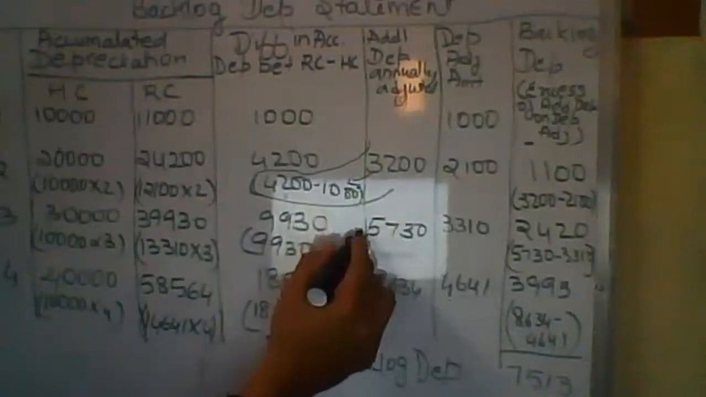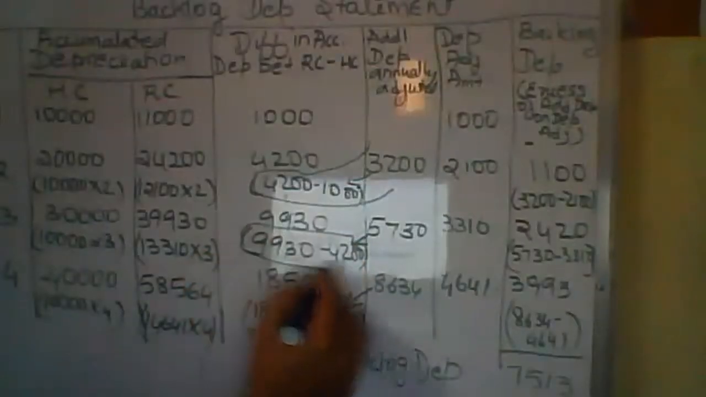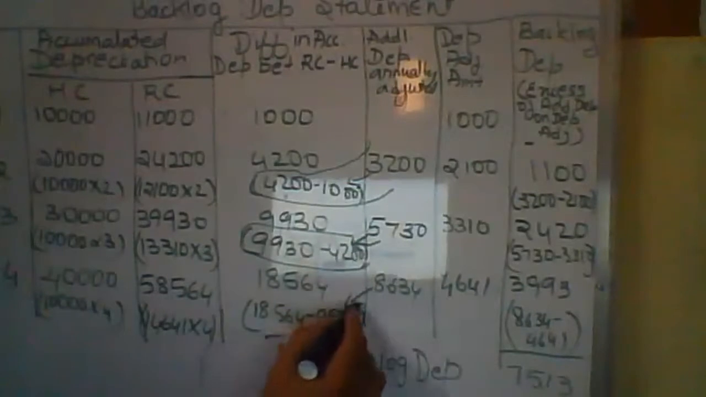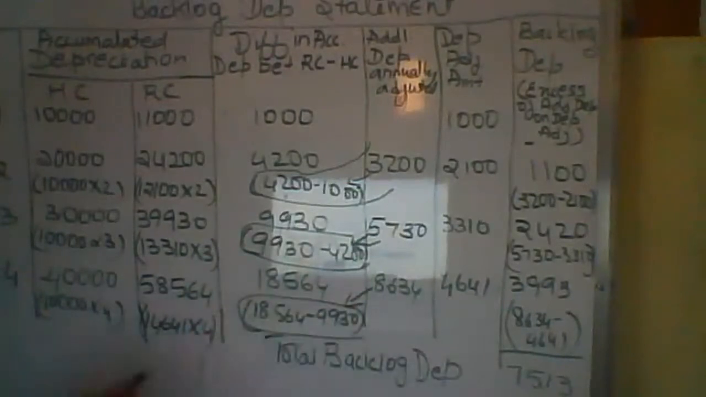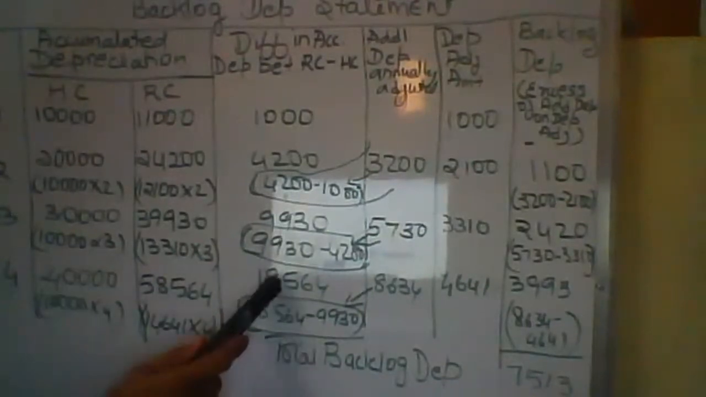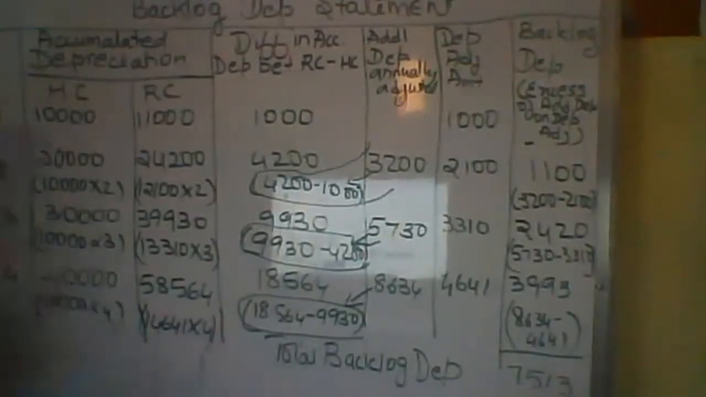So that you don't get confused, these are the values for this. Okay, so fourth year, 58,564 minus 40,000. This is what I'm getting.